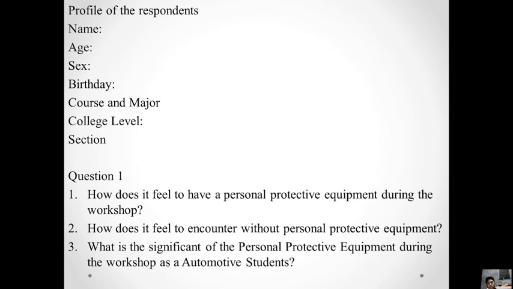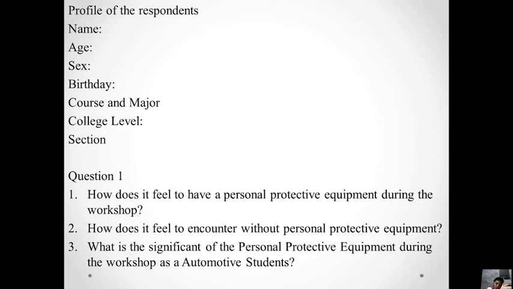Profile of the respondents. I use content validity to answer the specific objectives. This gives the relevance of the variables. Profile of the respondents: name, age, sex, birthday, course, major, and level.